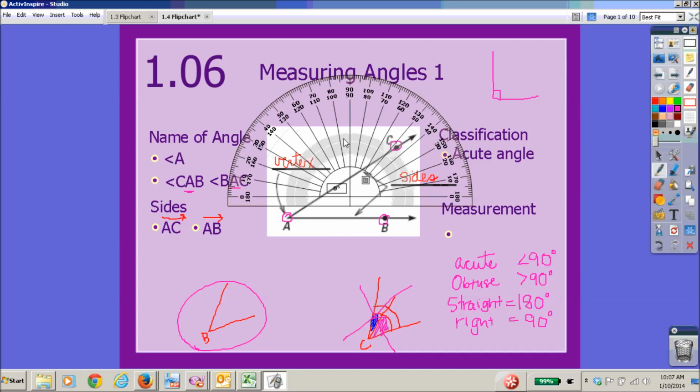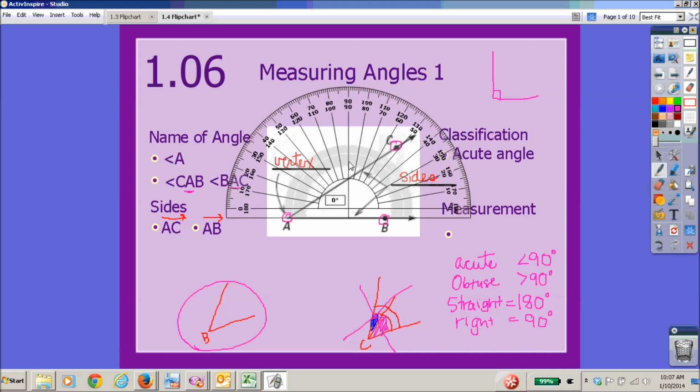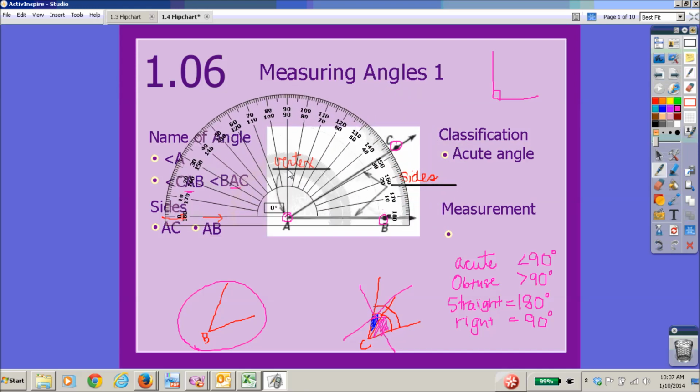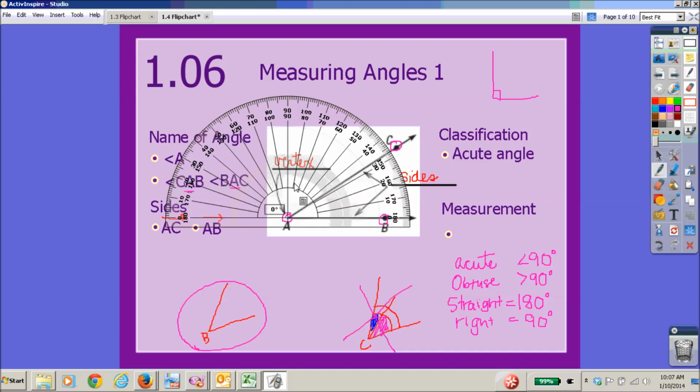The way that you measure an angle, you put the center of your protractor at your vertex, and you line up that horizontal line with one of your rays, depending on how you're positioning your image and your protractor. You can see my line is extended, so I don't need to extend ray AC.